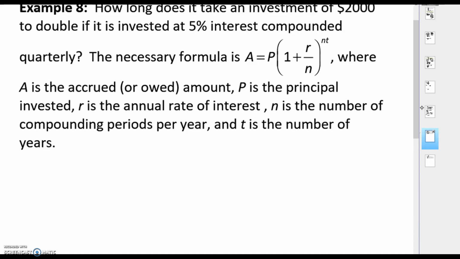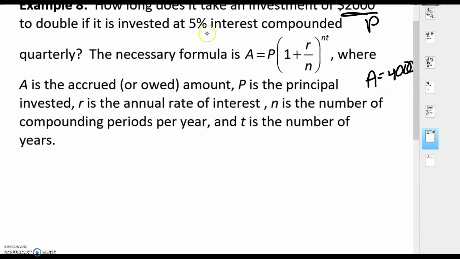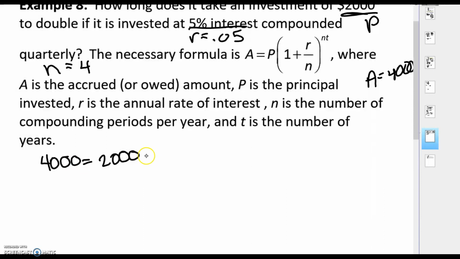So let's identify what we have. Right here, this 2,000, that's my principal, and I want it to double, so A must be 4,000. 5% interest, that means R is 0.05. I'm looking for T, so T is the thing I don't know. And we are compounding quarterly, so N must equal 4. So let's plug in. 4,000 equals, principal is 2,000, times 1 plus 0.05 divided by 4 to the 4t.